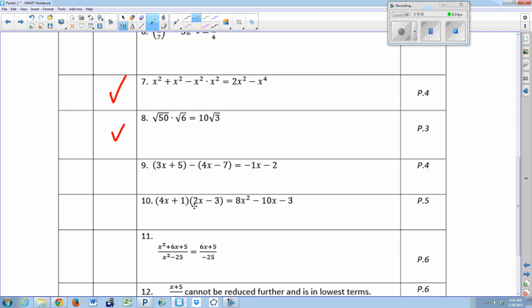But if you multiply this out, 4x times 2x, and then 4x times -3, and then 1 times 2x, and 1 times -3, you will get the result there. So I agree with 10 as well.